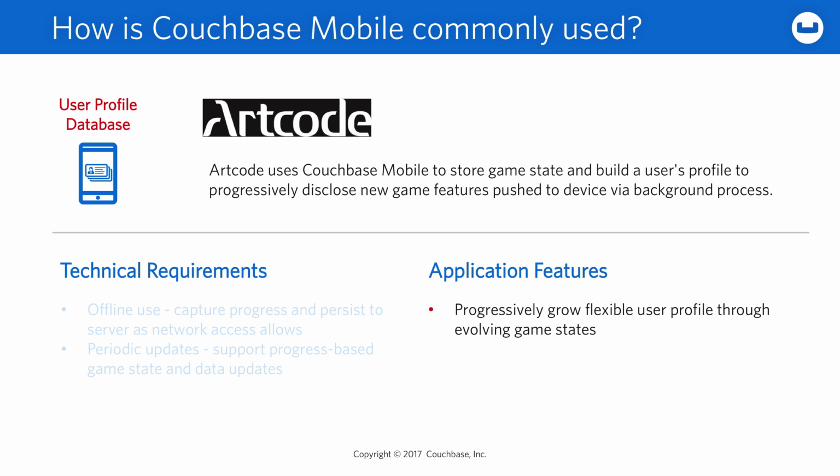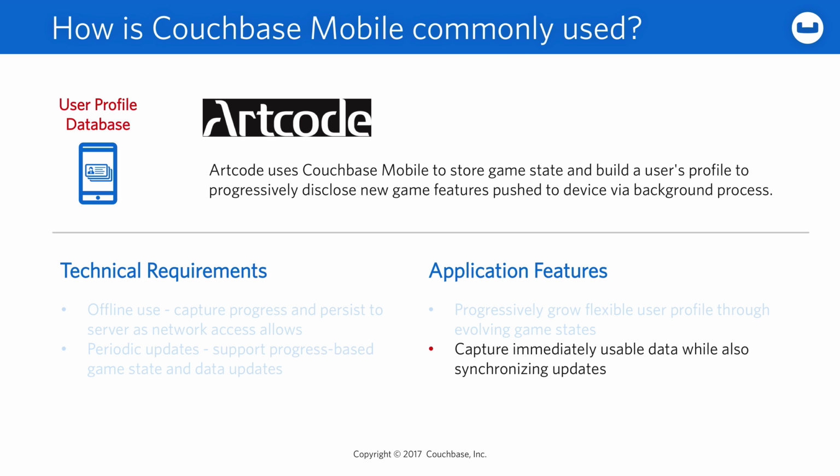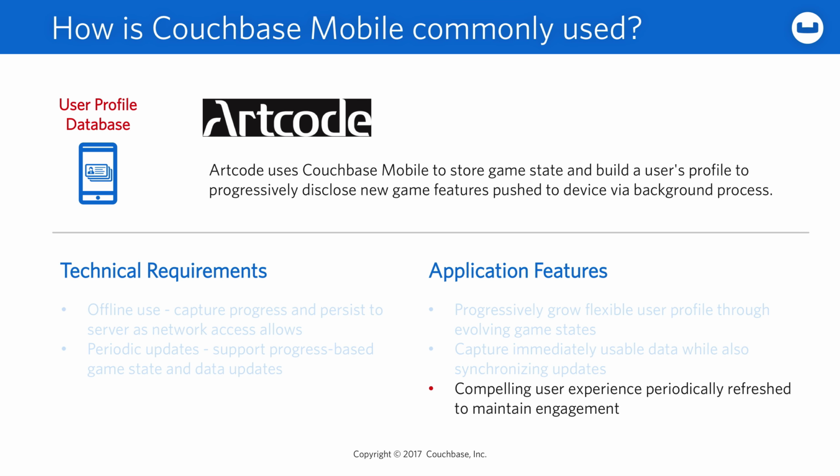Using Couchbase Mobile, they efficiently grow user profiles using flexible data structures in favor of rigid table-based schema that would force you to consider all possibilities months and years in advance. Ongoing game state data is immediately available. There's no user disruption as data periodically syncs in the background when network access becomes available, resulting in a compelling and regularly refreshed user experience.